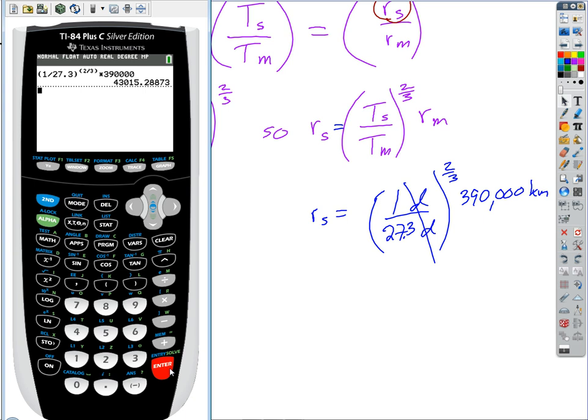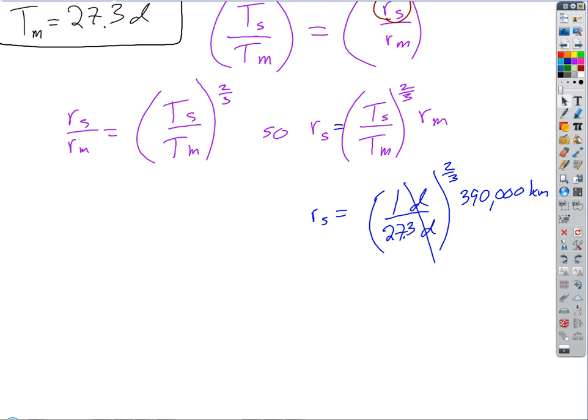Okay. Let's calculate the next issue: how fast it would have to go. So how am I going to do that? We found, let me write that number down, roughly 43,000 kilometers from the center, right? Let's see how fast it's going to go. How am I going to calculate that now? What kind of motion is this geosynchronous satellite going to be experiencing in orbit? It's going to be uniform circular motion, isn't it?